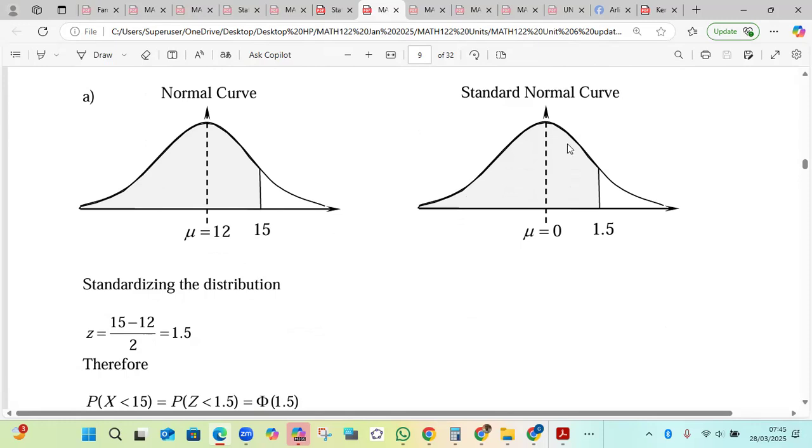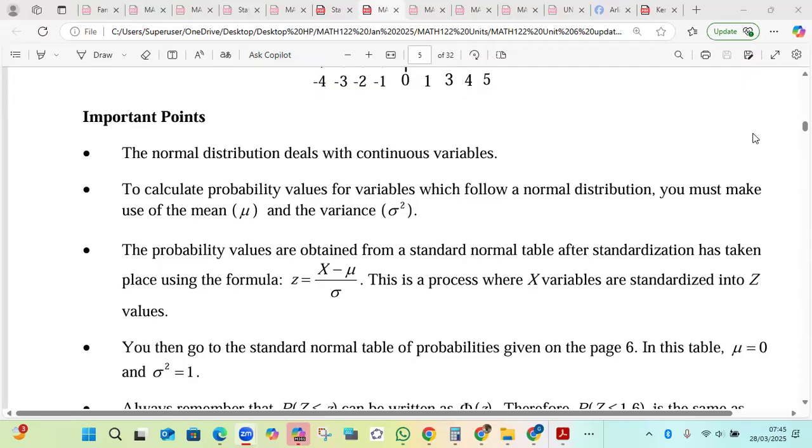Let's go to the page for this formula. Here is the standardization formula. It says, to obtain the probability values, they are obtained from a standard normal table after standardization has taken place using the formula Z is equal to X minus mu over sigma. So this is a process where X variables are standardized into Z values. Okay, so we'll be using this formula extensively in this chapter.